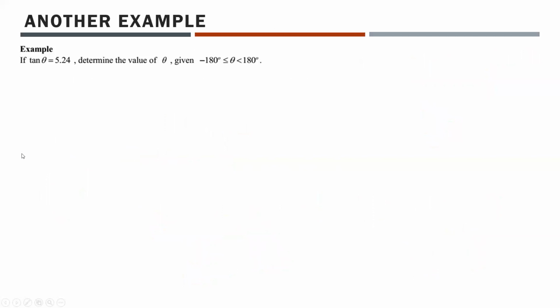All right, so here's another example. If tan theta equals 5.24, determine the value of theta given that it's between negative 180 degrees and positive 180 degrees. This is a really ugly domain, right? Usually we say something like, oh, between 0 and 360, but no, they decided to throw some negative angles in here.